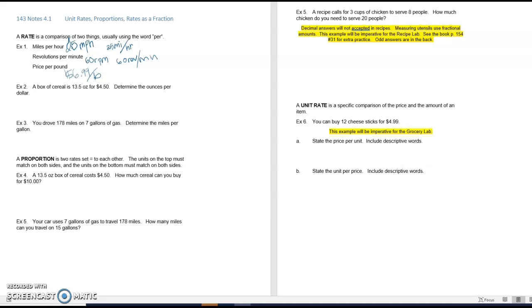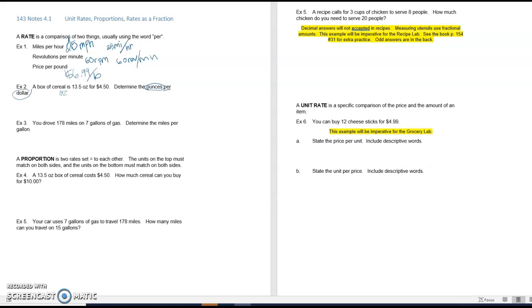Let's look at example 2. A box of cereal is 13.5 ounces for $4.50. Determine the ounces, that comes first, that's important, per dollar. Now you need to follow the order of the words. So the first word I saw was ounce. Sorry, ounce, that's supposed to say ounce.